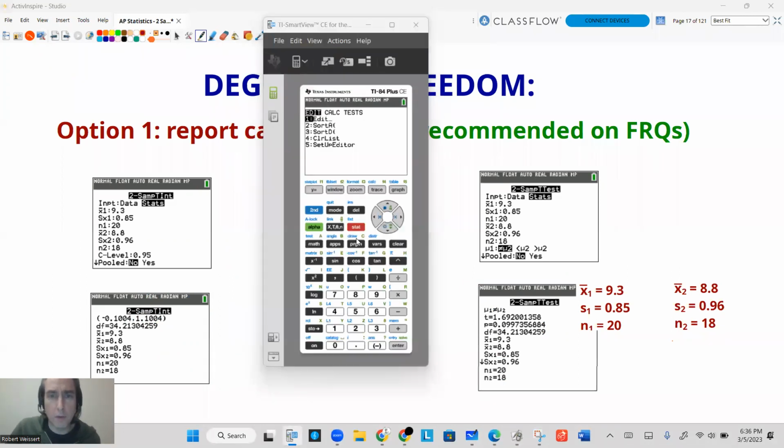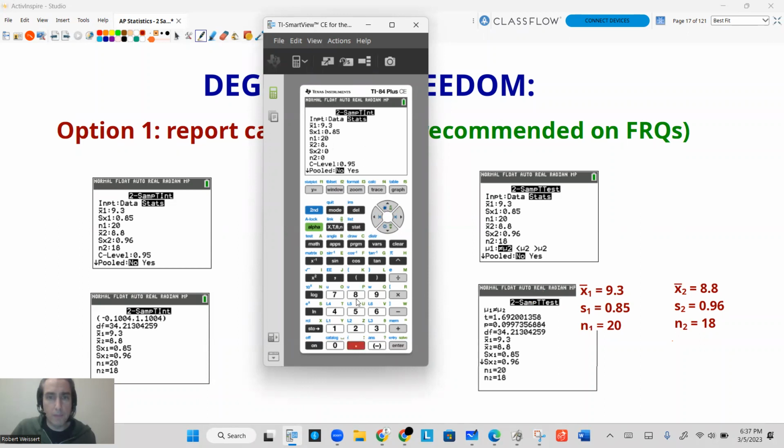I'm going to go ahead and walk you through it. You're going to press stat, test, and the first thing I'm going to do is the interval. So I'm going to go down to option 0 and do 2-SampTInt. I'm going to go to stats, and enter in the numbers that I have over here. So I'll do 9.3, 0.85, and 20.